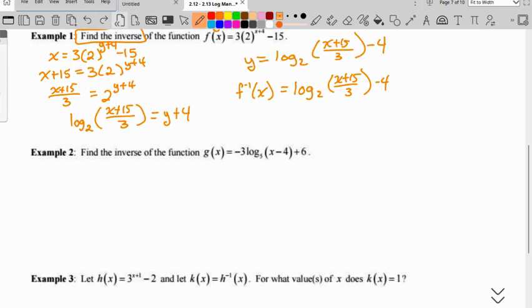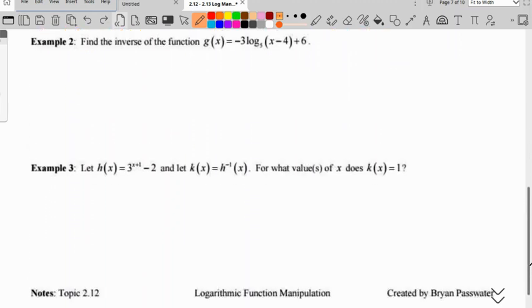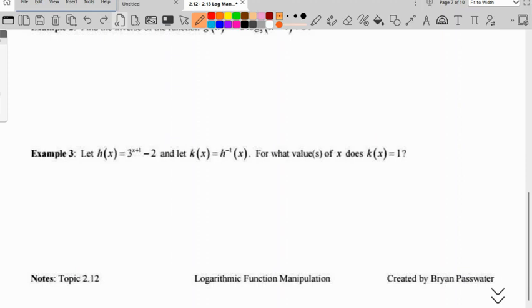Do we need to do that again? I don't think so, but if you want to, there's another example there, and we're happy to do it. Okay, so let's look at number 3. It says, let h of x equal 3 to the x plus 1 minus 2. Let k of x equal h inverse of x. For what values of x does k of x equal 1? So this is just a question, I'm asking you guys, what do you see and what are you thinking? We know k of x is really just h inverse of x. So this is saying, when does h inverse of x equal 1?